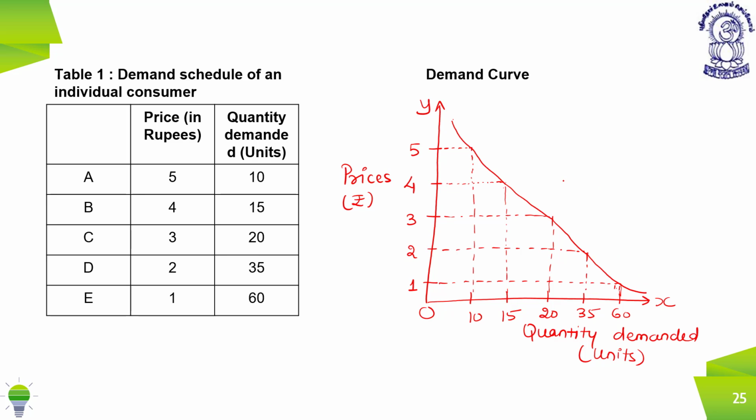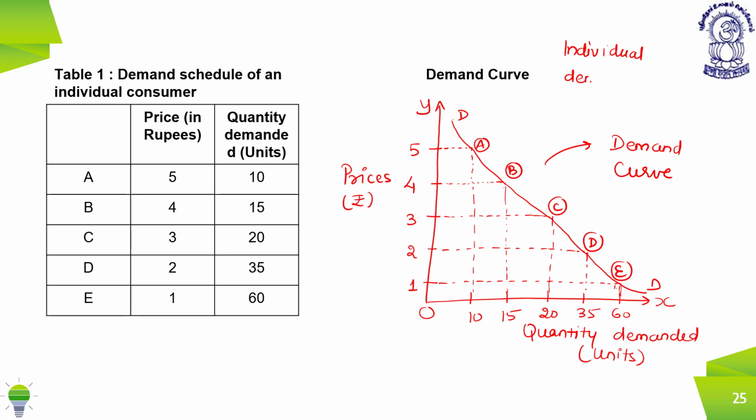So students, this is your demand curve, DD. Let's see the points. Over here, this is point A, this is point B, this is point C, and this is point D, and this is the last level, that is E. And this is known as demand curve, or we can say individual demand curve. I believe all of you must have understood till over here.